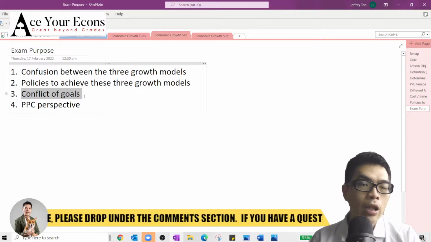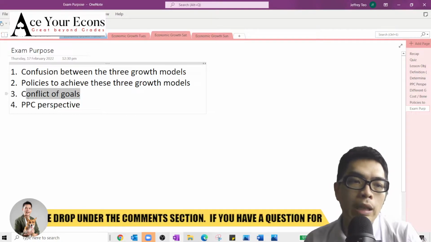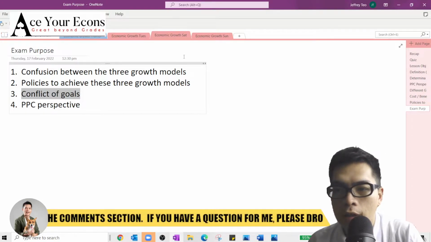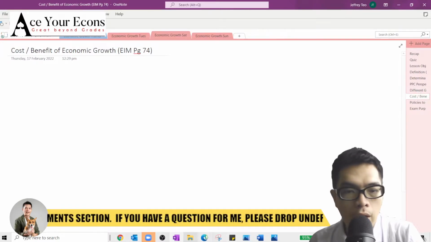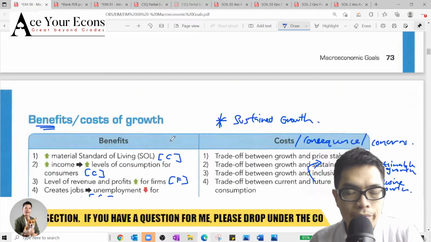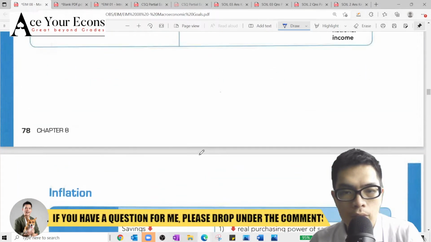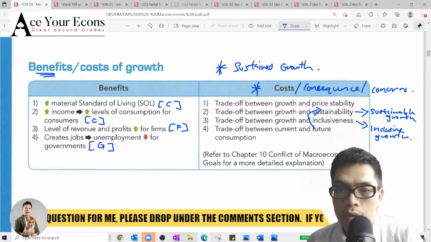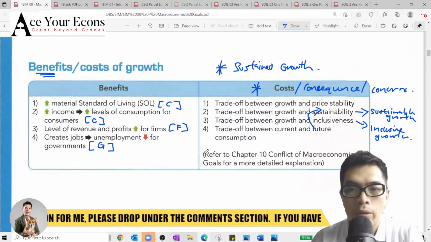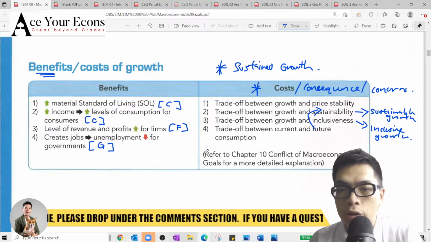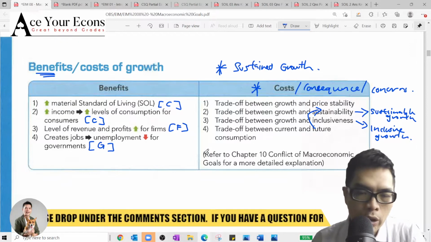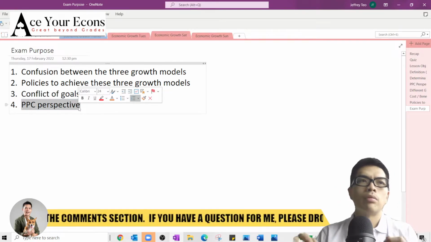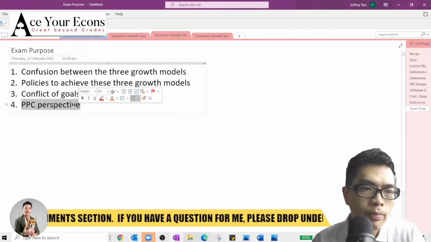We will be learning conflict of goals in the future. Conflict of goals simply means that when we achieve economic growth, what are the trade-offs that we incur? I think just now I gave you a brief teaser already. The cost-benefit perspective. Where is that? Here, on top, this part. All these are trade-offs. In the future, we'll be learning together what are the 4 goals that we have for the H2 students, and what are the potential conflicts between each of them. And the PPC perspective I've covered earlier on, right? Make sure you're able to illustrate actual and potential growth from the PPC perspective.